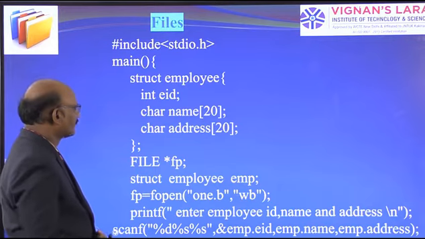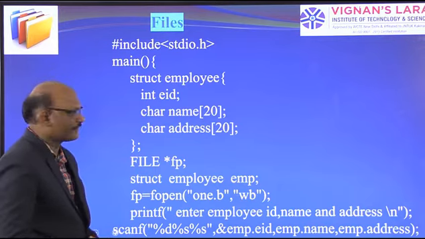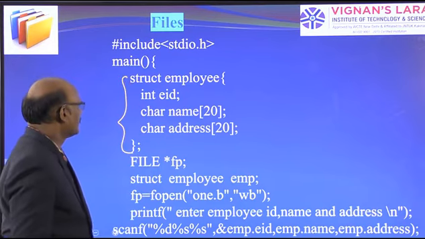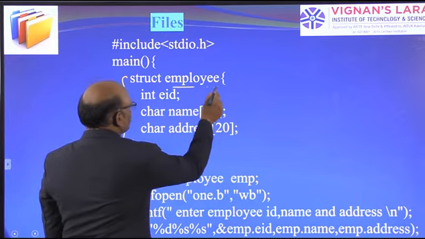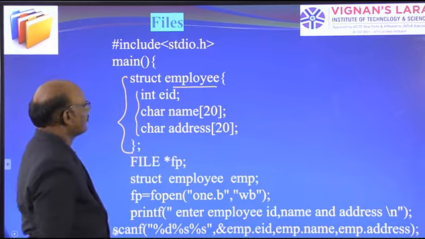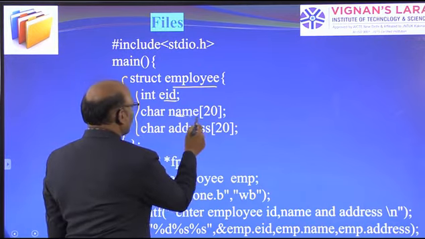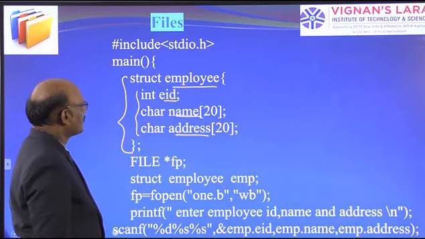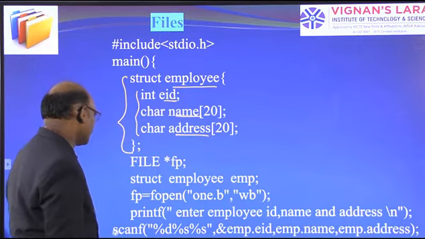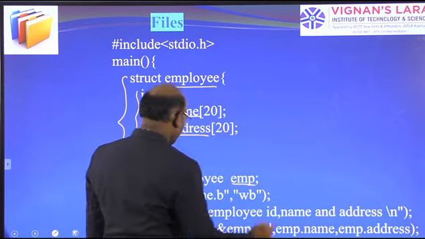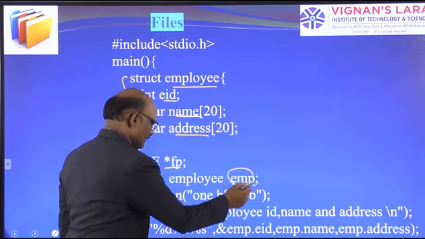Now, coming to the program on the fread and fwrite functions. First I am creating a structure. The structure is the employee structure. There are 3 fields declared in the employee structure: employee ID, name, and address. Now I am declaring a file pointer, then declaring an employee variable. So emp is the employee structure variable.